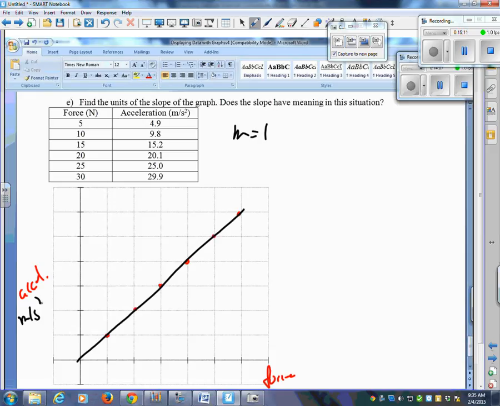Acceleration is meters per second squared and force is in newtons, right? So your units for your slope are meters per second squared per newton. Is that what you got? Yeah, am I right? I'm a little confused here. I think that's right. Does that mean anything to you? Not likely. 1 newton is a kilogram meter per second squared, which will cancel out nicely.